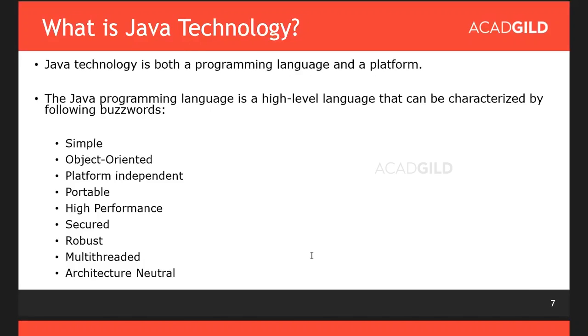Secured from virus attacks. Robust, we'll go through in another session. Multi-threaded, no. Architecture neutral, yes. We have one compiler, and once we make a bytecode, we can run it. It's the same thing as platform independent. So today you have learned simple, platform independent, portable, high performance, secure, and architecture neutral. And the last thing is your object oriented approach. That is the main approach, along with multi-threading and a little bit of robustness.